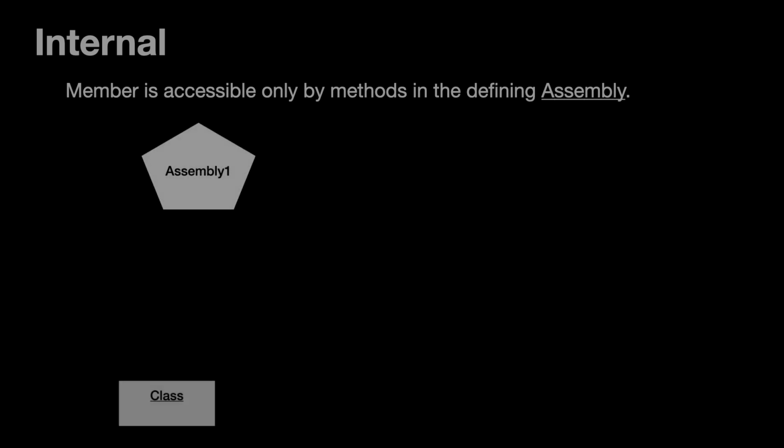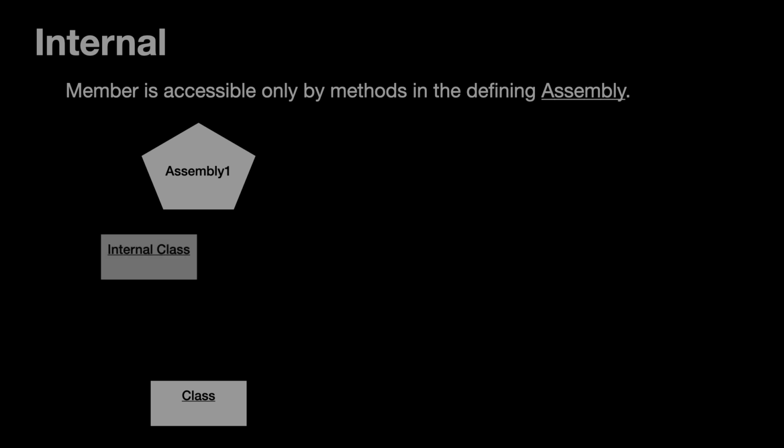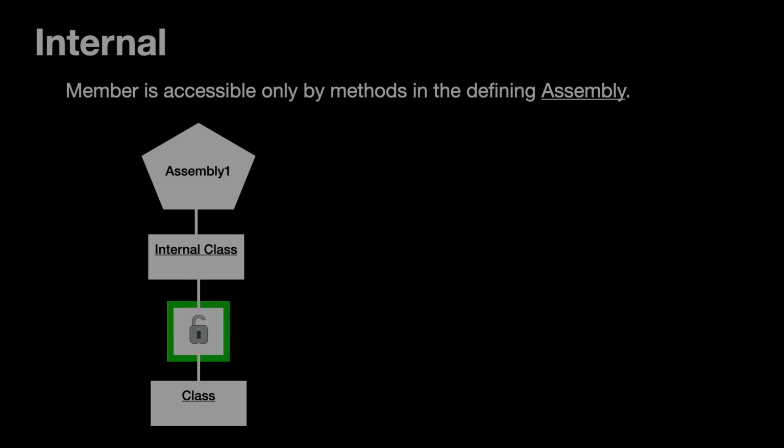Again, we'll move ahead with internal. In internal, the members can be accessed if they are in the same assembly and defined as internal. This is the keyword you need to use. For example, we have assembly one and its classes. We have an internal class in this assembly, and it can access the internal classes or internal members. Whatever we define with that keyword, if it is in the same assembly, it can be accessed.